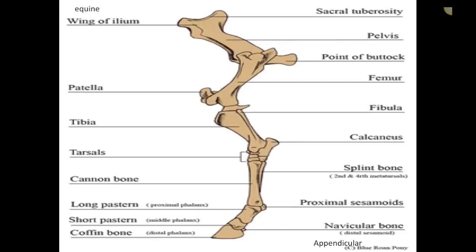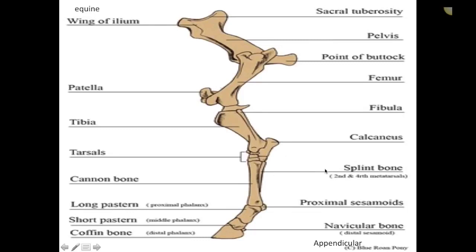This is a really blurry picture identifying the hind limb of a horse. Really beautiful blurry picture. So again, it's identifying a couple things that are a bit different. The tibia and fibula are fused in the horse and cow. This is the calcaneus that we talked about earlier.